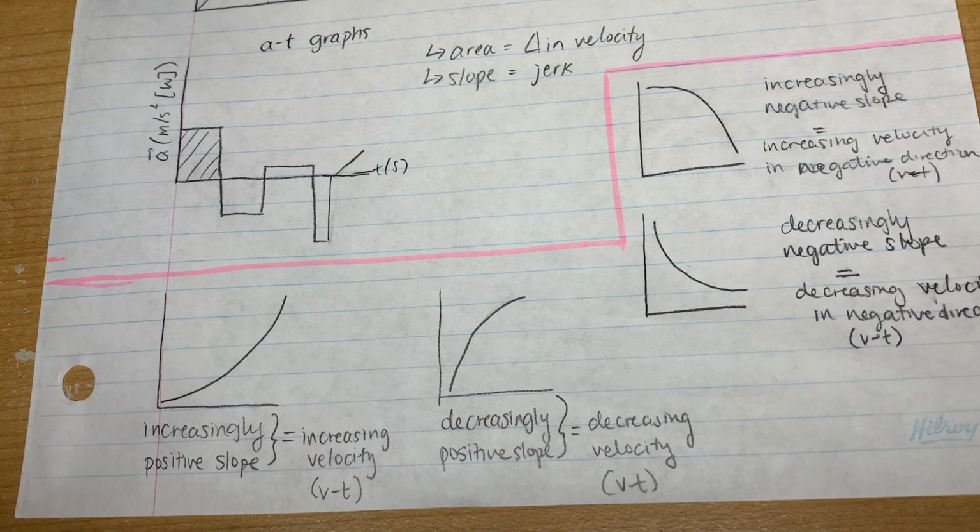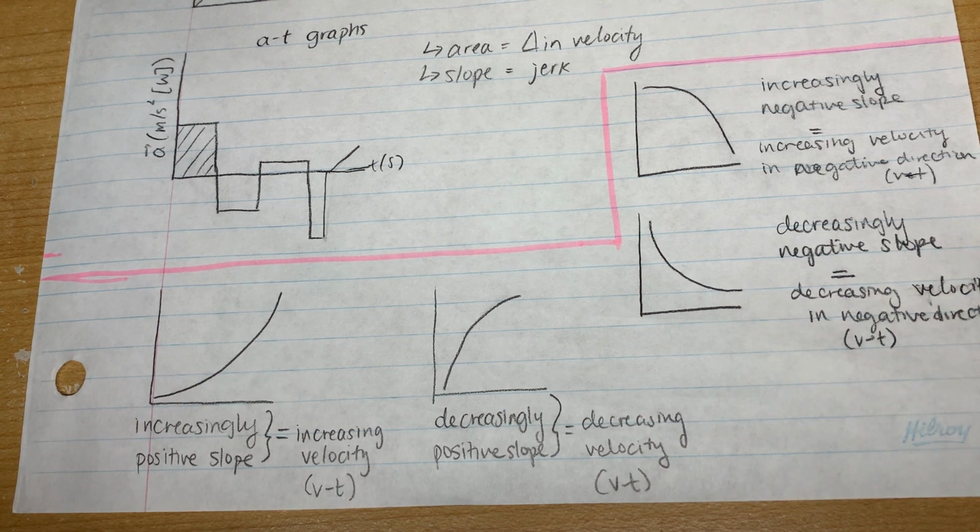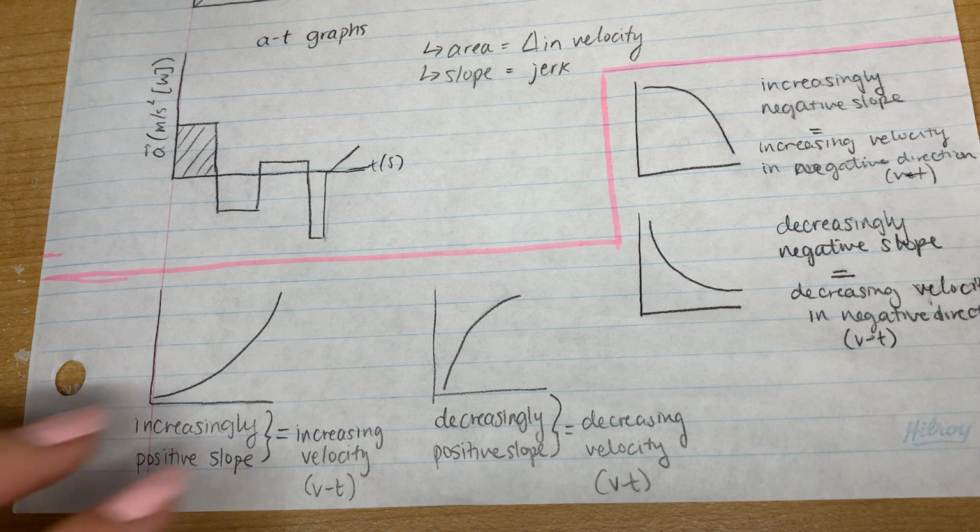Now let's talk about the types of curves in a graph. So firstly, we have an increasingly positive slope, which looks like this. The slope gets steeper and steeper, which means in a VT graph, for example, there's increasing velocity.